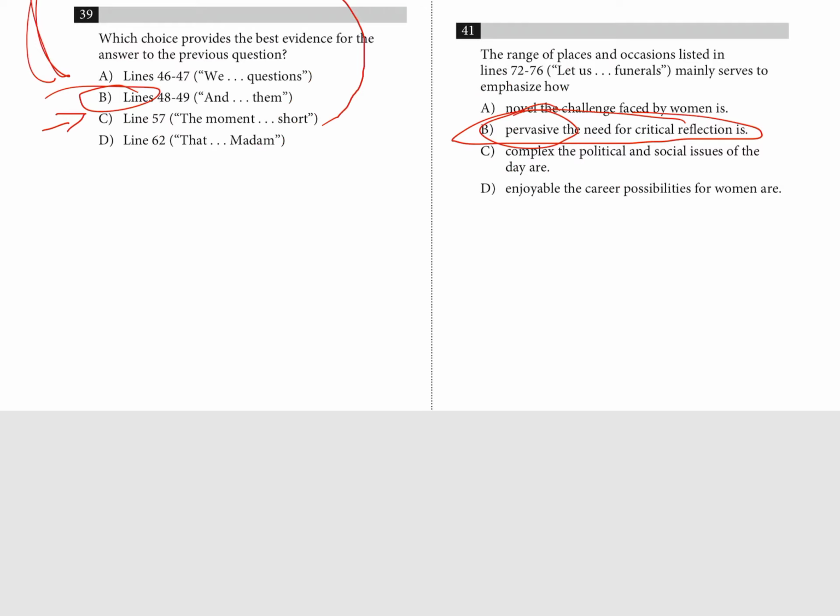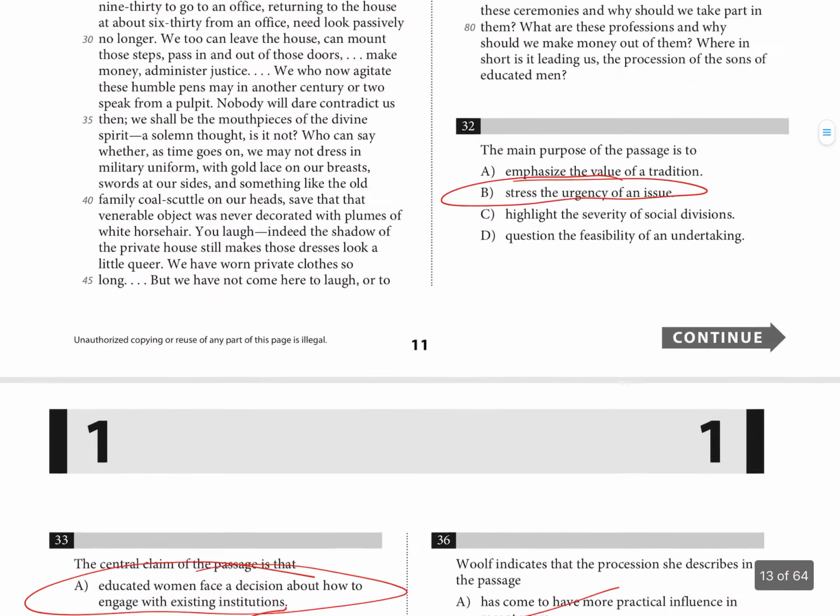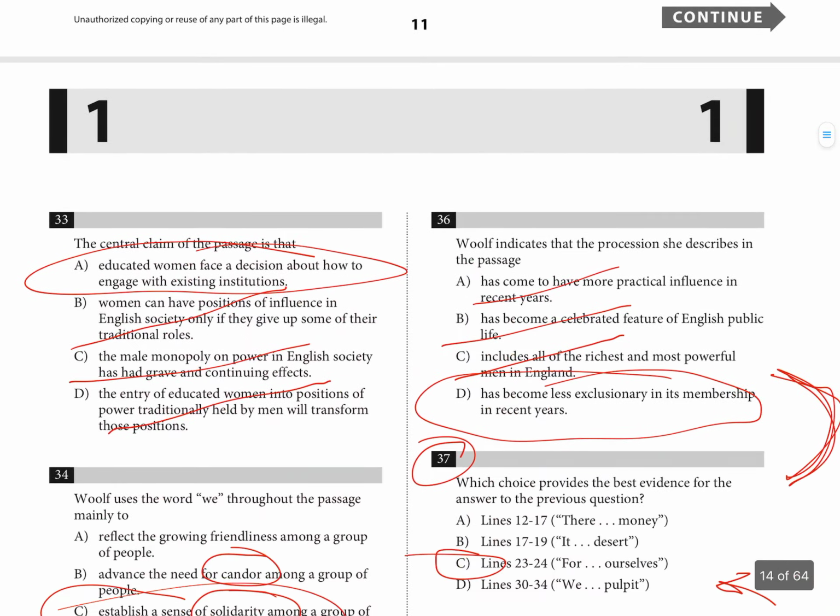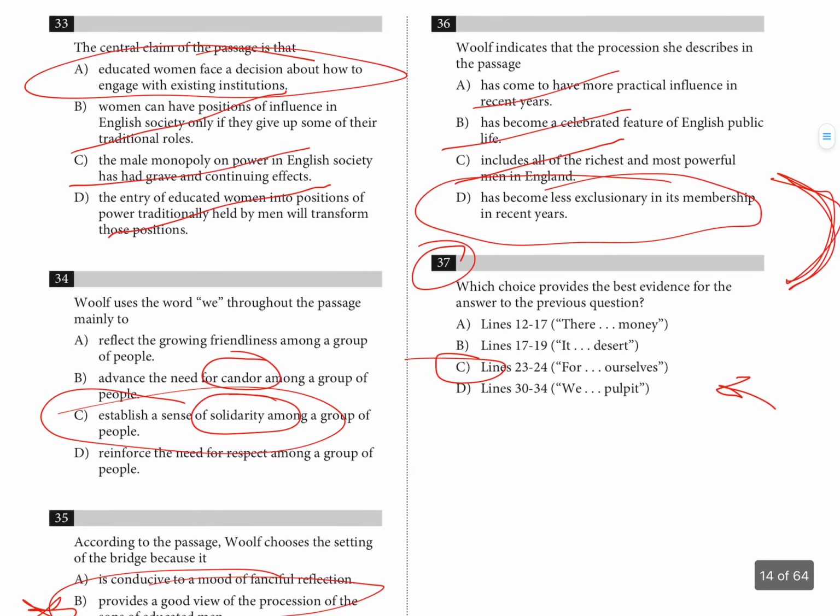So if we give students passages like these and ask students questions like these, we'll get them ready for the big test.